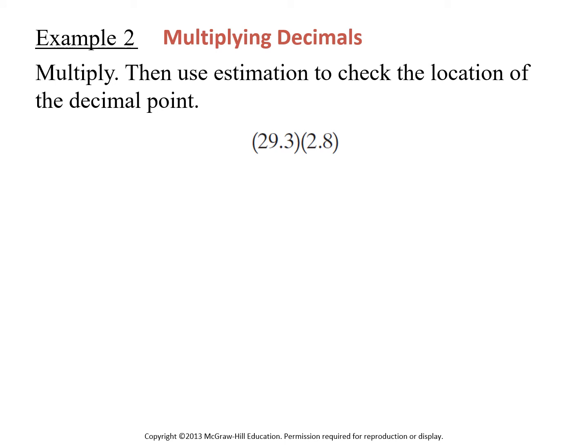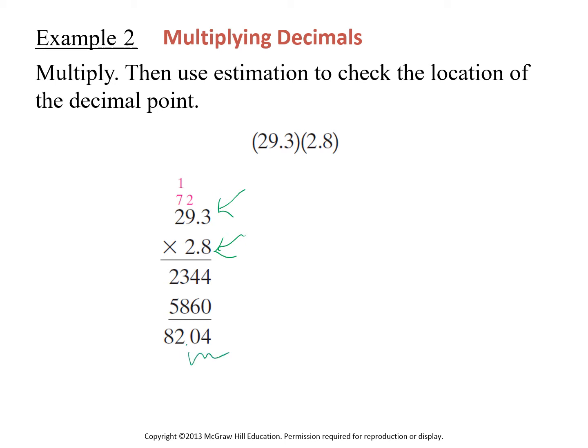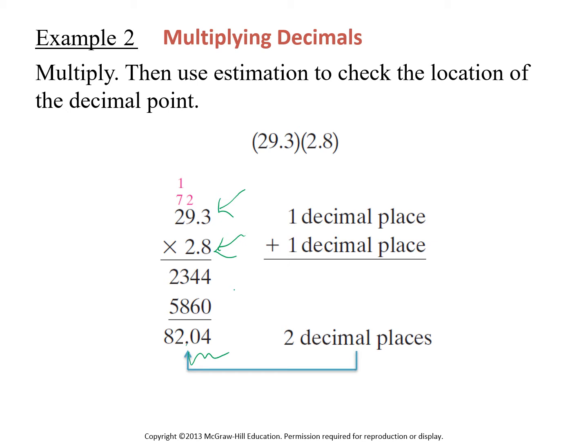So again, we'll multiply, but this time we're going to use estimation to check the location of the decimal point. So we multiply 29.3 times 2.8 as though there were no decimals, and then we count 2 decimal places in the factors, and so we place the decimal point in the product so that we have 2 decimal places. And our product is 82.04, or 82 and 4/100ths.